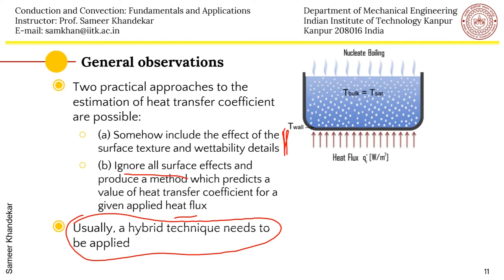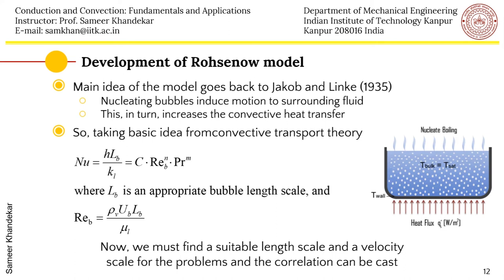Now, with this background, let us see what Rohsenow did in terms of fundamental understanding of pool boiling. The main idea of the Rohsenow model goes back to Jakob and Linke in 1935, who described pool boiling in a very systematic way for the first time in the scientific community. The model essentially says that we extend the idea of our single phase understanding to the two phase system. So how do you do that?